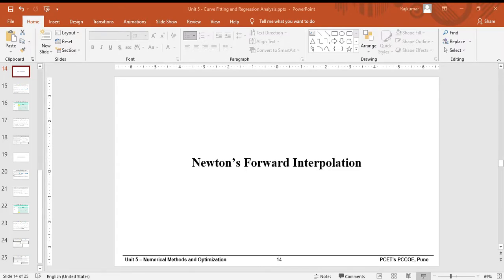So in this case also there are n plus 1 data points, and these values of x are equally spaced, that is, they have equal interval such that xi is equal to x naught plus ih, where i takes the value from 0, 1, 2 and so on. So here you can see x1 can also be expressed as x naught plus h. Similarly, you can write x2 equal to x naught plus 2h and so on.